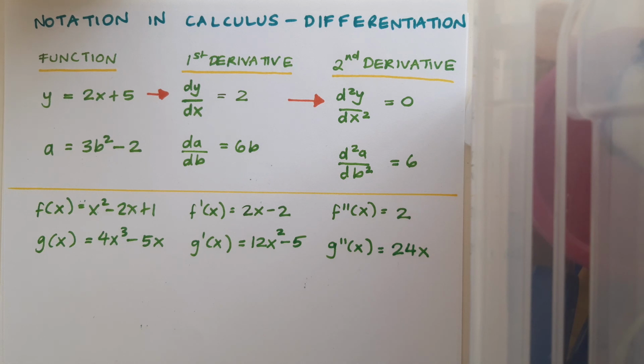It's good manners in maths to stick with the same kind of notation that the question starts off using. So if the question gives you a function as y is equal to, well then you should use dy dx. But if the question gives you your function as f of x equals 2, then you should use f dash x.